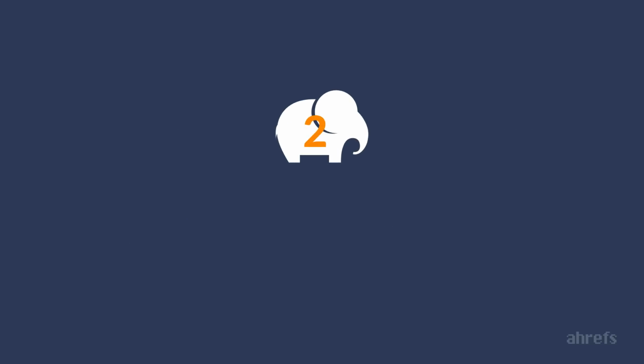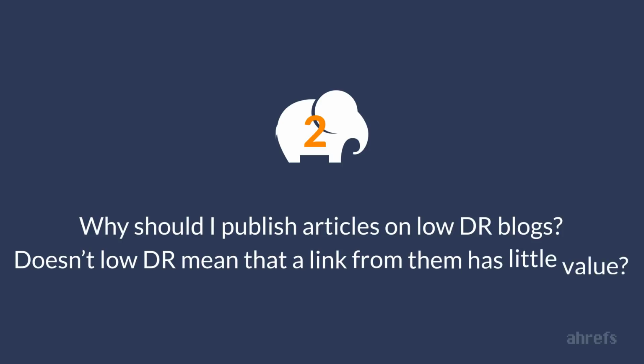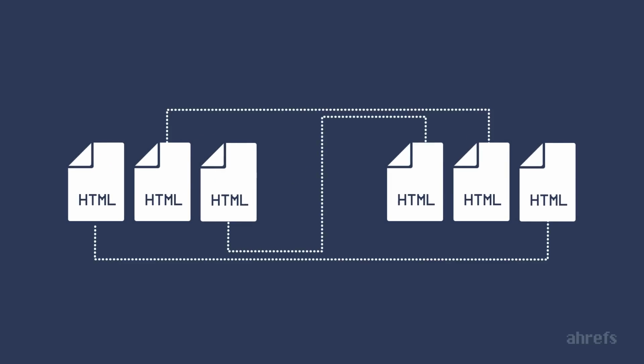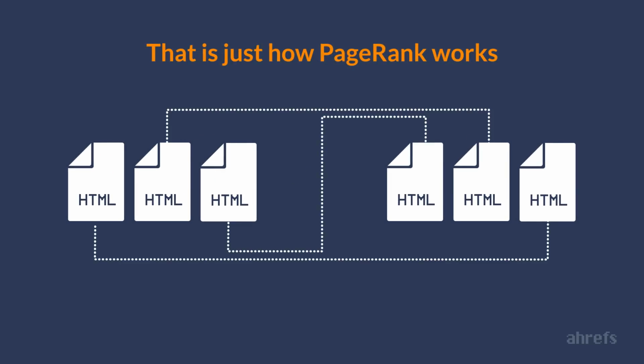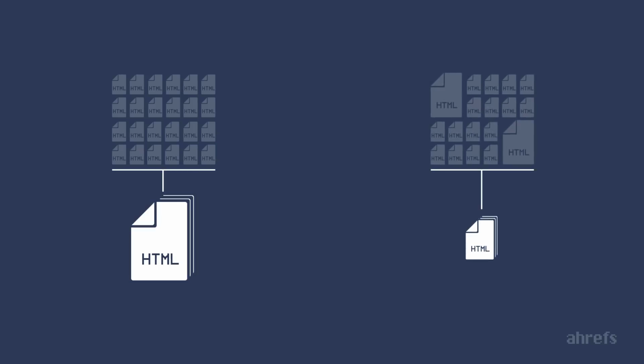Elephant number 2. Why should I publish articles at low DR blogs? Doesn't low DR mean that a link from them has little value? Technically, from Google's own perspective, you're not getting a backlink from a domain, you're getting a backlink from a specific page. That is just how their PageRank formula works. That said, a highly popular website can have a ton of weak pages, while a small new website can have a few very strong ones.